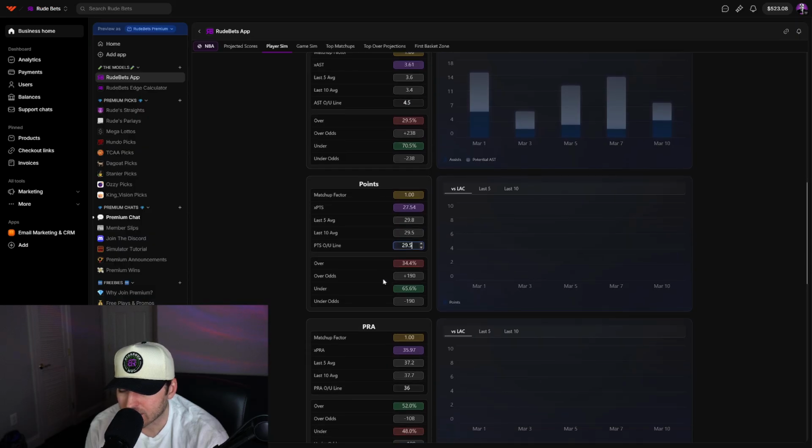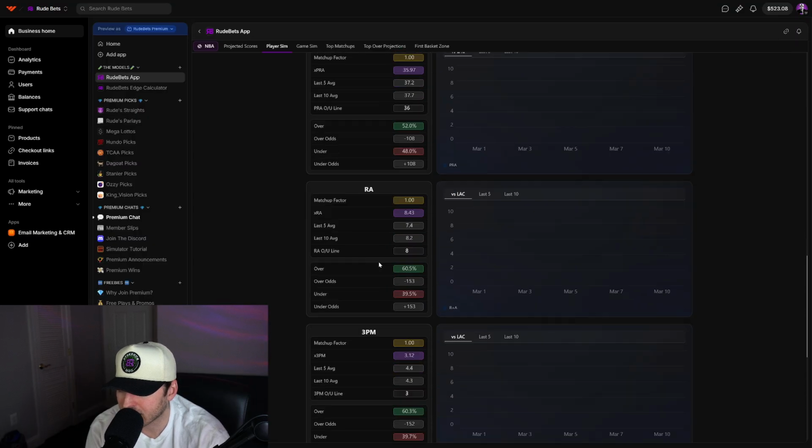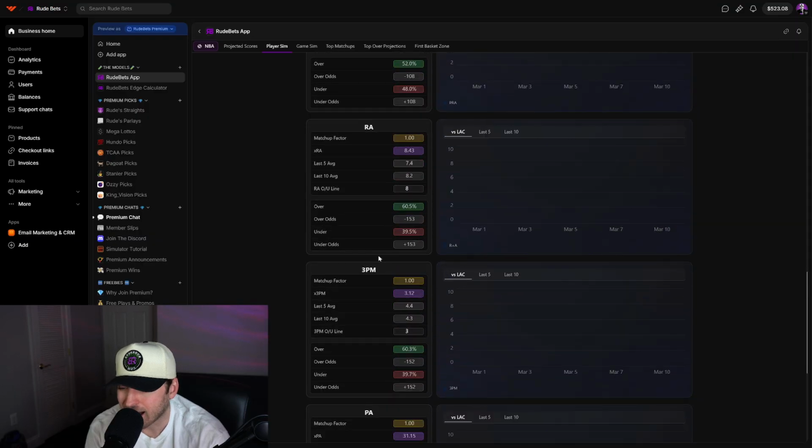I like to look for 2 points above the projection. So if I'm taking Ant Edwards on a 27.54 projection, I want to see his line at 25.5, right? That's 2 points above. If I'm taking his over, I want to see it at 2 points above. Now, if I was taking his under, I'd want to see him at 29.5 as his line and then take him under. So that's my rule personally, but find a system that works for you. I exclusively only take points plays in the NBA. Some people like to take PRA, some people like to take all these other different lines. I only do points plays.